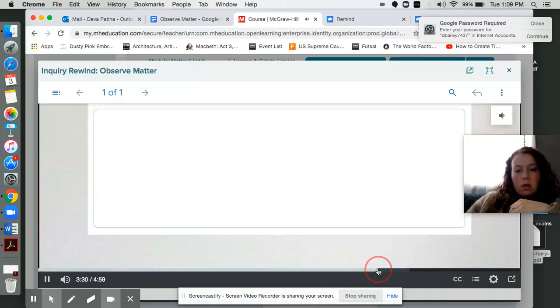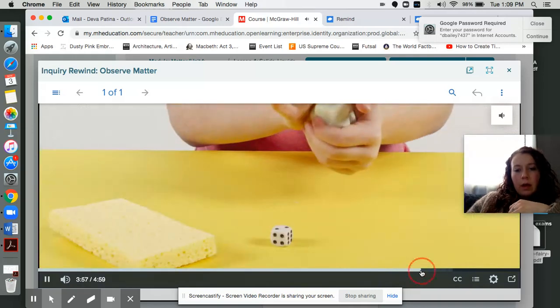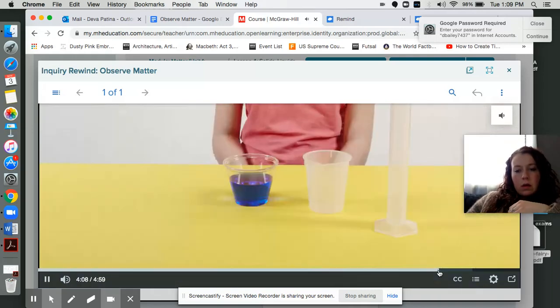Do the same with the number cube and the modeling clay. Record your observations. Select Continue to Station 3.